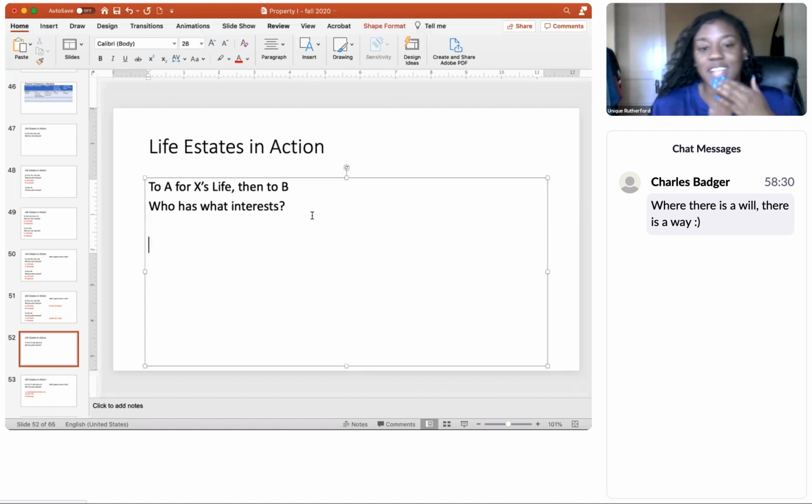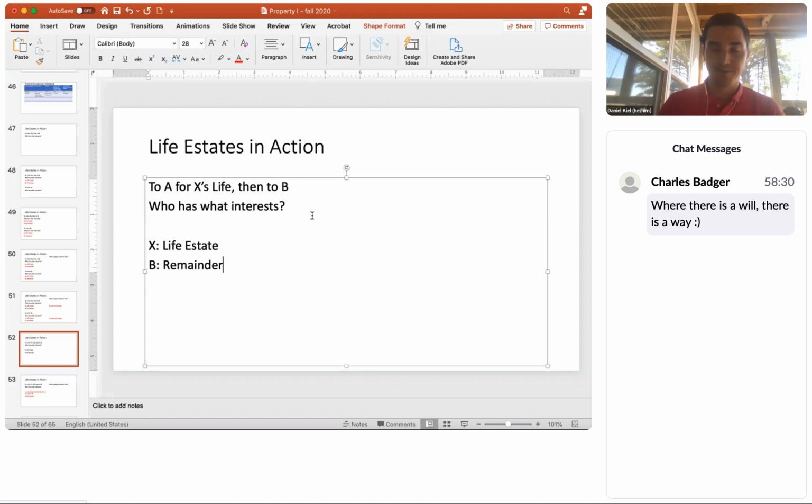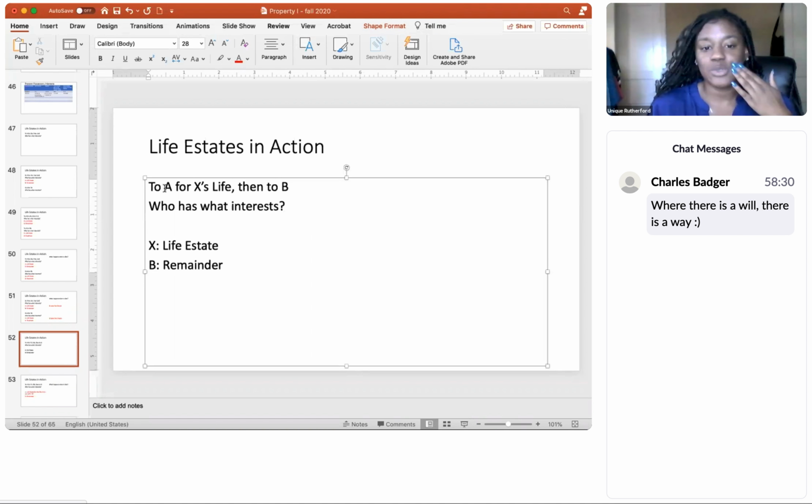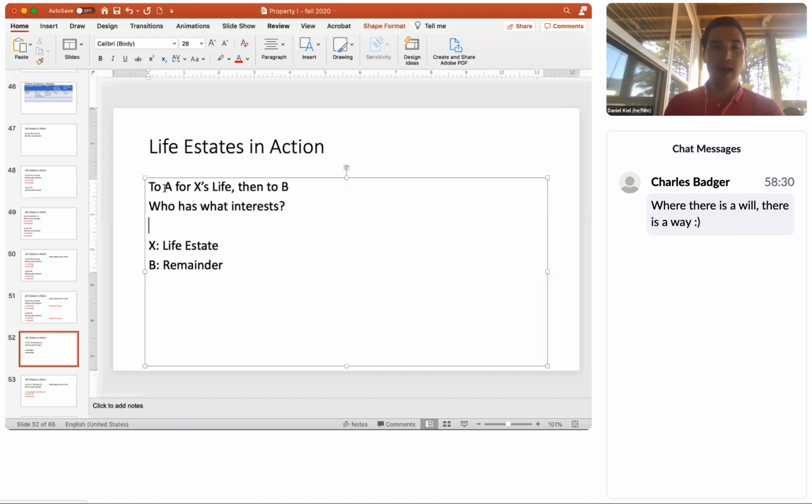X has the life estate, and then B will get the remainder if X dies. Okay, so that's what you said. So let's look at it. Who is it going to? To A or X. So what does A have? If in your answer X has a life estate and B has a remainder, what does A have? That's where I'm confused.